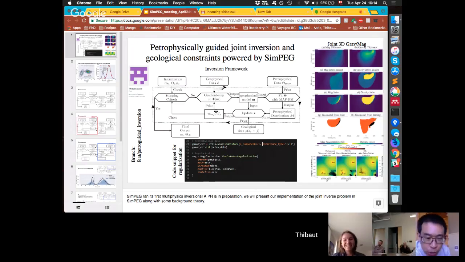Hey Thibault, just a quick question. Yes, hi. Yeah, I saw it, it looks pretty good. So basically, MAG joint and Graph joint recover the sharp boundary, which is pretty nice.